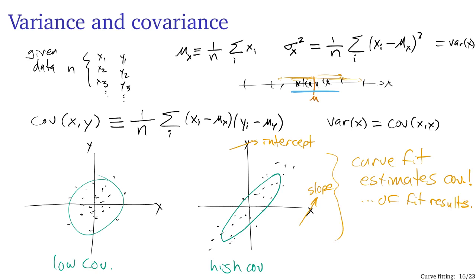Now, what makes covariance a little bit difficult to interpret is that what the curve_fit function actually provides is an estimate of the covariance matrix. Because we have multiple fit parameters, we're going to have like the variance of x with itself, the variance of x with y, an estimate of the variance of the intercept, perhaps an estimate of the variance of the slope, and an estimate of the covariance of slope and intercept together. We'll talk about how to interpret those things in general.